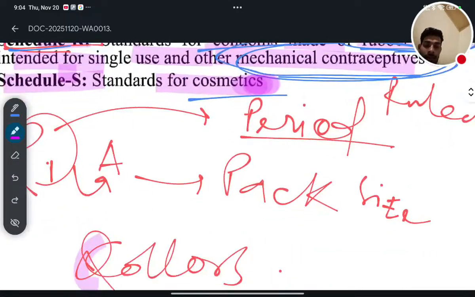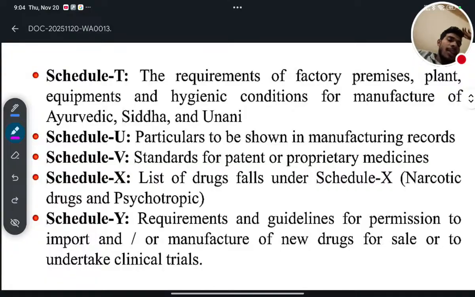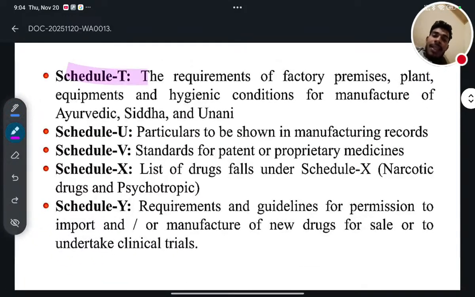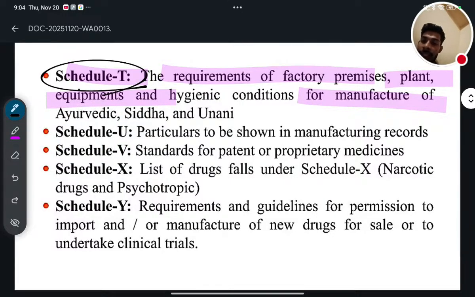Next, Schedule T. Schedule T, very easy. T for traditional drugs. What are traditional drugs? Schedule T covers the factory premises, plant, equipment, and hygienic conditions required for the manufacture of Ayurveda, Siddha, Unani. So traditional drugs are Ayurveda, Siddha, Unani. Schedule T is for traditional drugs.